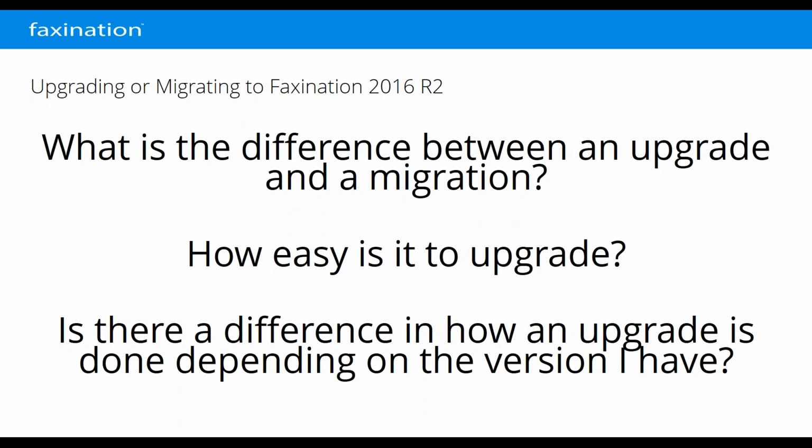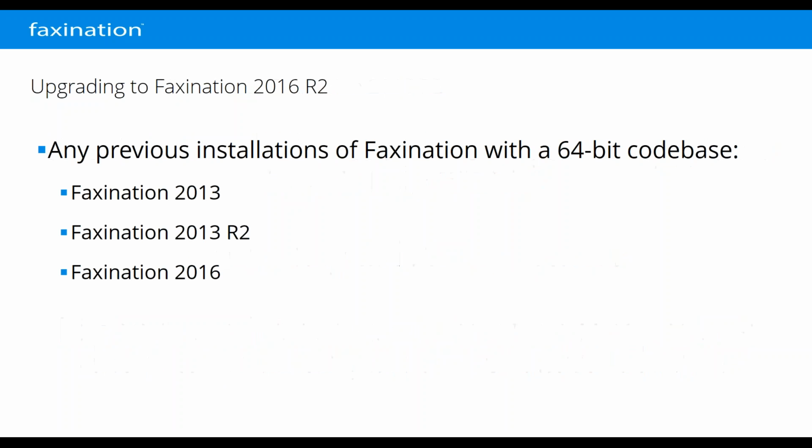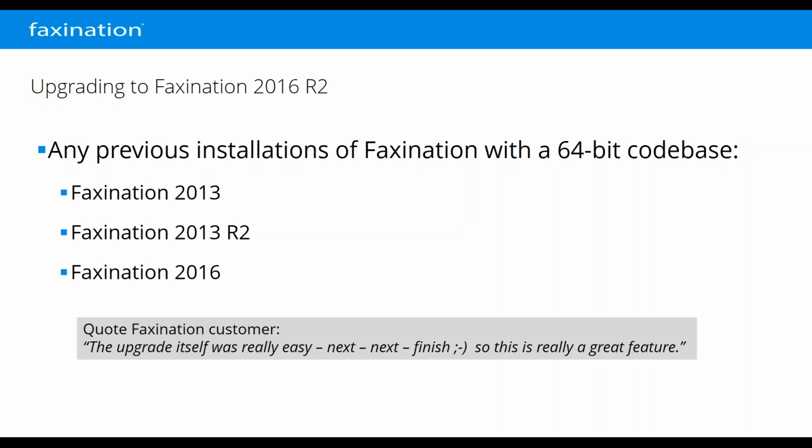Okay, makes perfect sense. We had some additional materials to put that in an overview for you. The previous installations of Faxination with a 64-bit code were these three releases: 2013, 2013 R2 and 2016. What we've seen is that the way you upgrade there is really simple. This is one of our Faxination customers that did the upgrade the other day, and he said it was really easy, just next, finish. So how hard can it be?